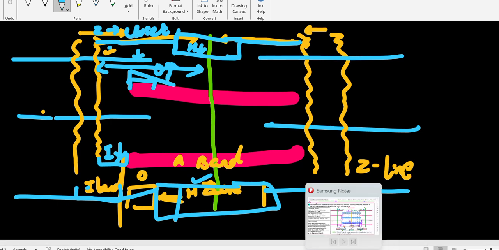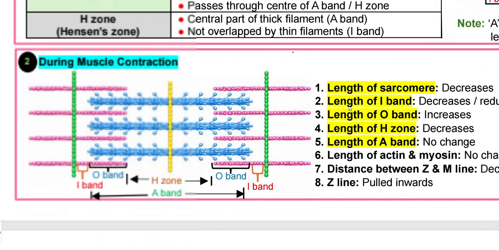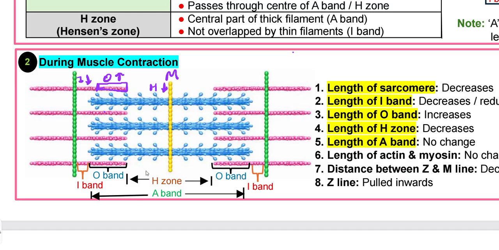Now let me show you in this diagram. So here, if you see, after contraction, what happened? The overlapping zone was only till here, but during contraction, what happened? The actin will move towards the M line. When it moved towards the M line, the H zone got decreased, the overlapping got increased, the I band got decreased, and in your A band, there is no change. It is as it is, because the entire myosin is not going to move from its place. Only actin is going to move. That's what I have written.